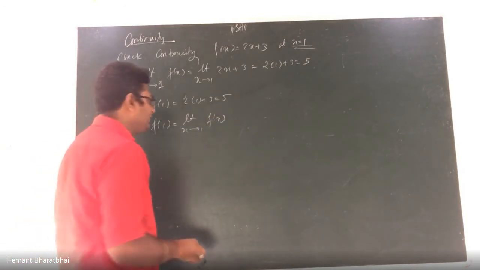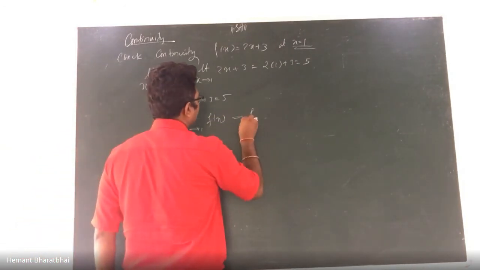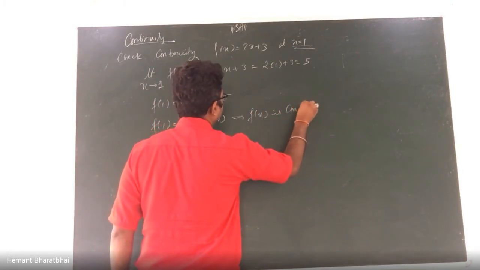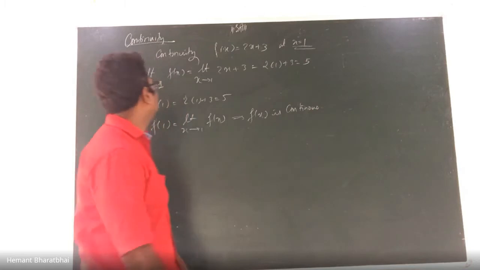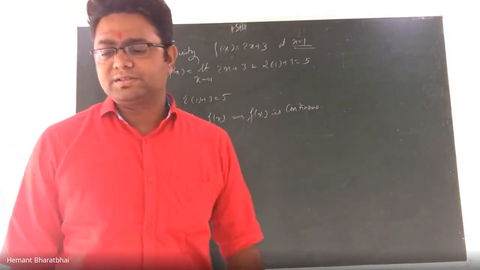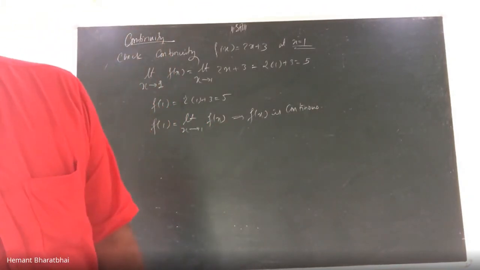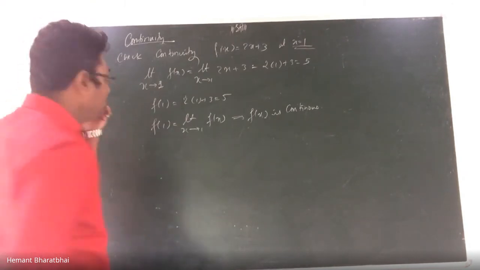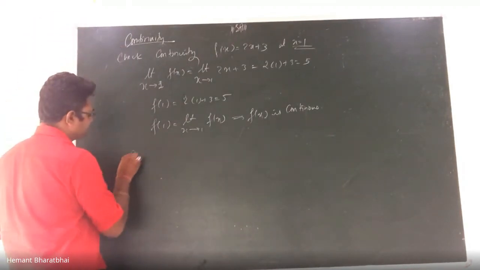So by the second definition, my f of x is a continuous function. We were asked to check if the function is continuous or not, and we have found that the function is continuous. Let's see one more.